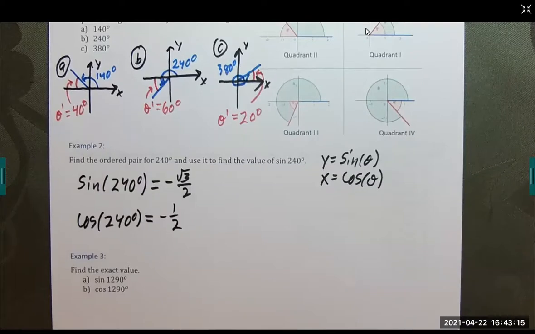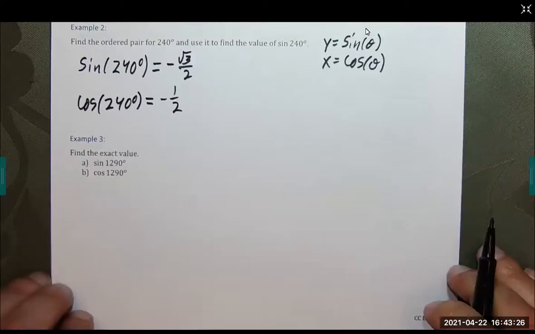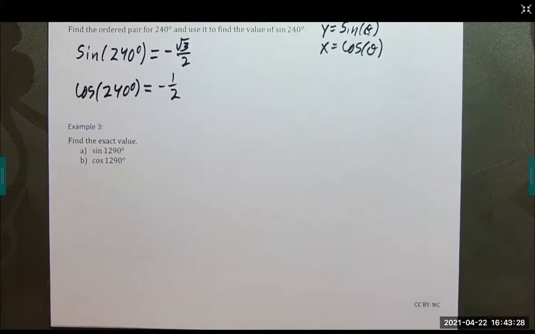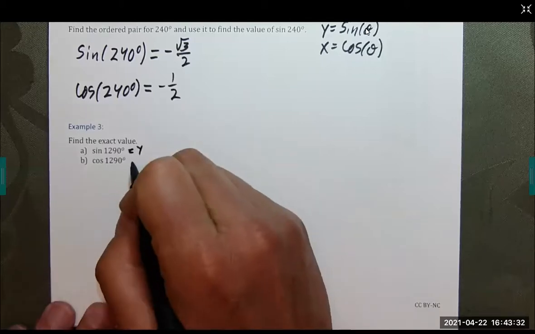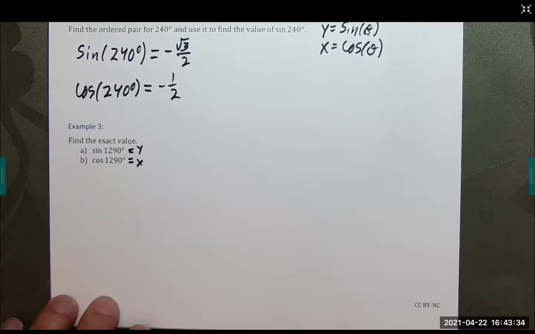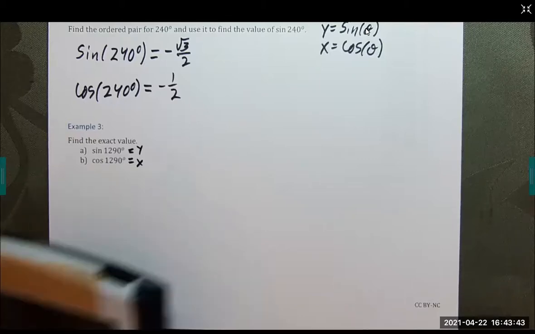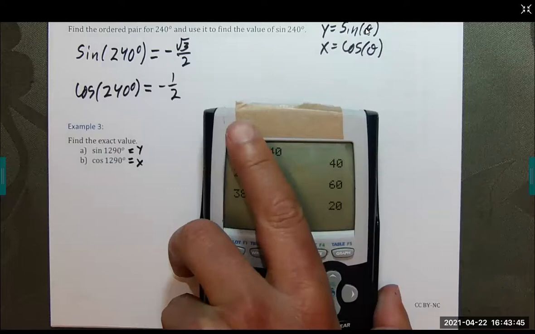And we could find tangent and secant and cosecant and so on. All right, so our third example, we're going to find the exact value of sine and cosine of 1,290 degrees. Now, once again, that's y and that's x. But 1,290 degrees is way too big. I want to get it down between 0 and 360 degrees. So I'm just going to keep subtracting 360 degrees until we're between 0 and 360.